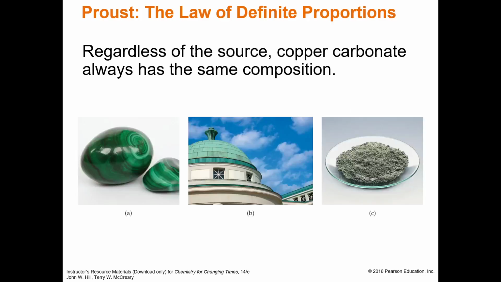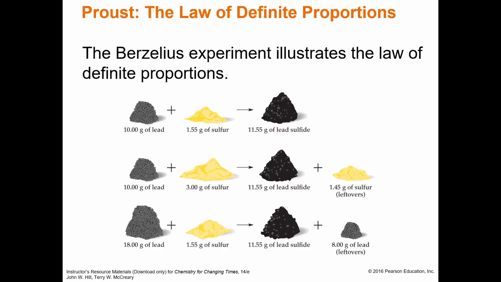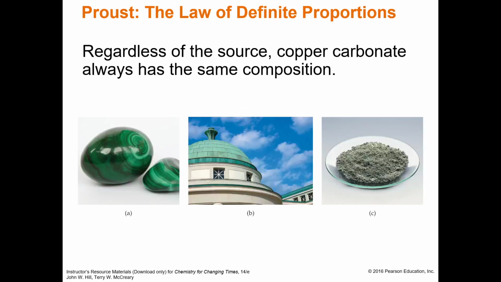All right. So regardless of the source, copper carbonate always has the same composition. Right here we see different sources of copper carbonate. We see a very beautiful rock that's this greenish color. We see this patina that's on a copper roof on a building. And this is just a copper carbonate we've made in the lab. You can see they all have pretty much the same color. It looks a little different because the lighting conditions and how we layer it is different. So these always have the exact same composition. It is the copper with the carbonate, which is CO3.